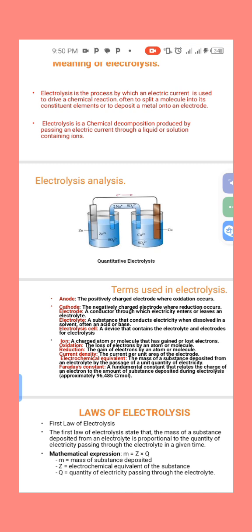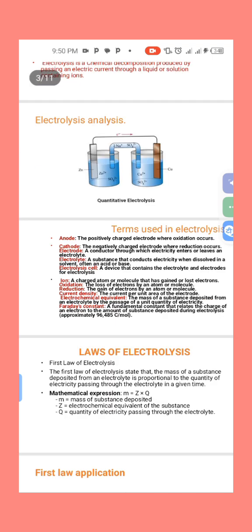So what are the terms that we use in electrolysis? We have anode, cathode, electrode, electrolyte, electrolytic cell, ion, oxidation, reduction, current density, electrochemical equivalent, and also we have Faraday's constant. When we are talking about anode, the positively charged electrode where oxidation occurs, that is what we call anode.